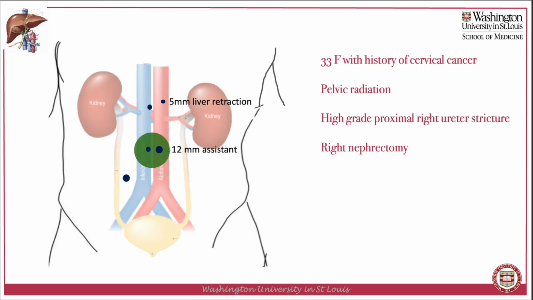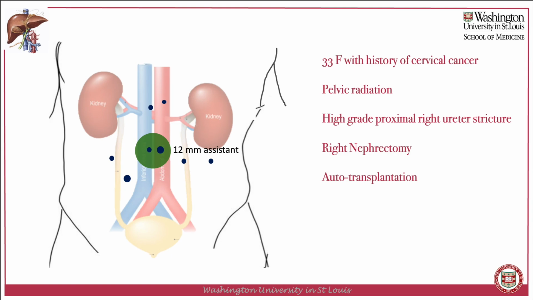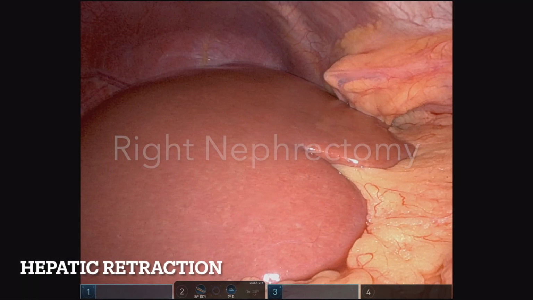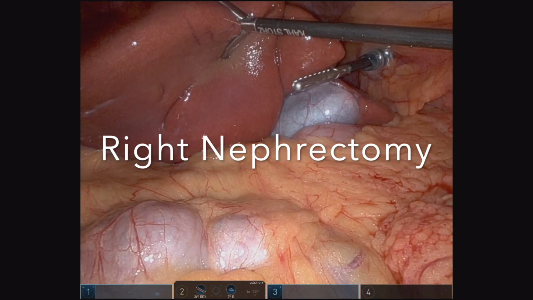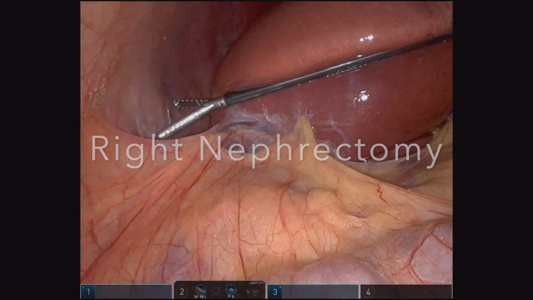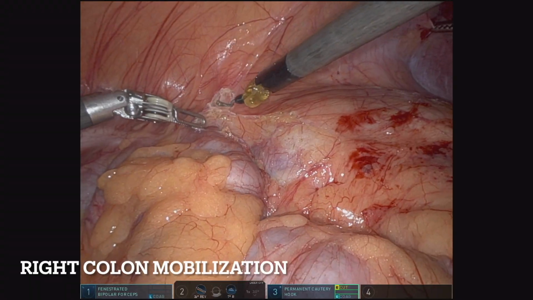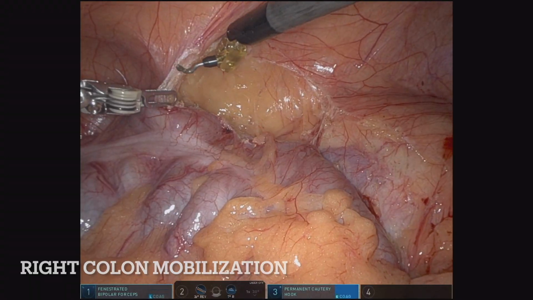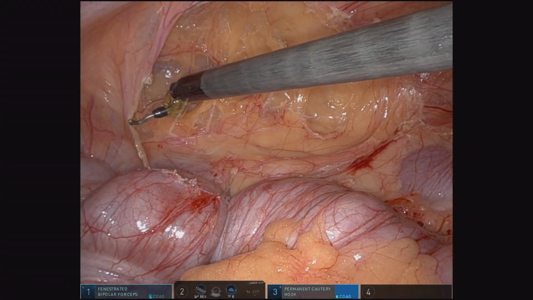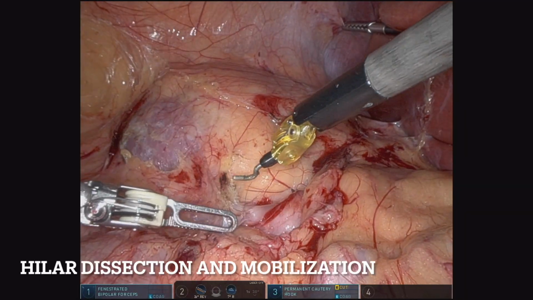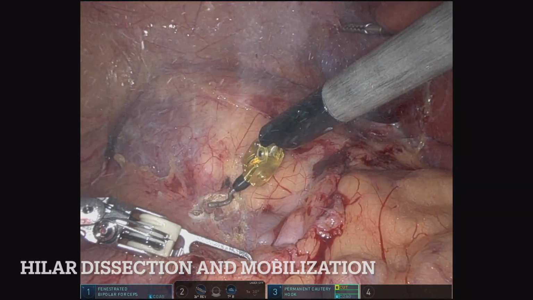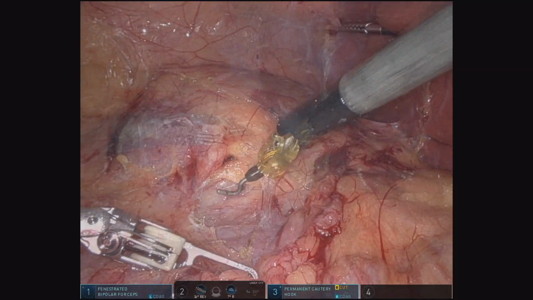This slide showed the port placement for the nephrectomy portion, and then three additional ports were added for the implantation. Starts off by placement of the assistant port for mobilizing the liver for the right nephrectomy. The right colon is mobilized to expose the kidney. Here you can start to see the kidney, and the hilar dissection is carefully undertaken.